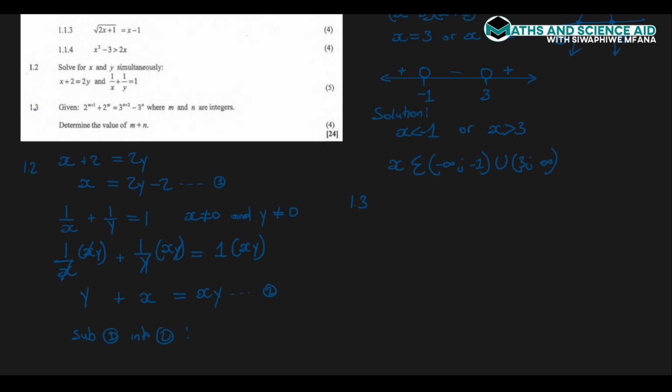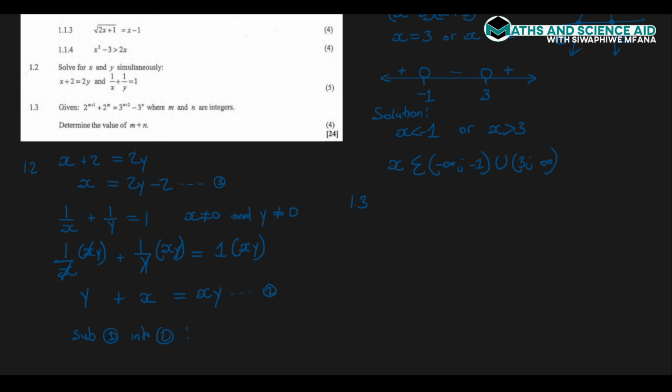Now let's talk about 1.3. This is actually quite an interesting question. So we have 2 to the power of m plus 1 plus 2 to the power of m is equal to 3 to the power of n plus 2 minus 3 to the power of n, where m and n are integers and they want us to determine the value of m plus n. So how can we do that?